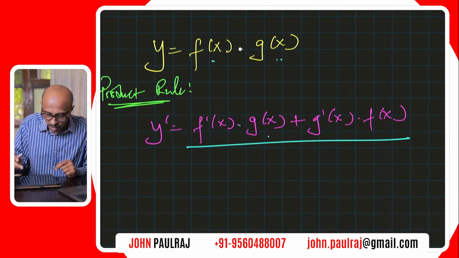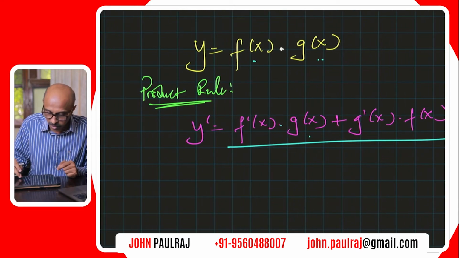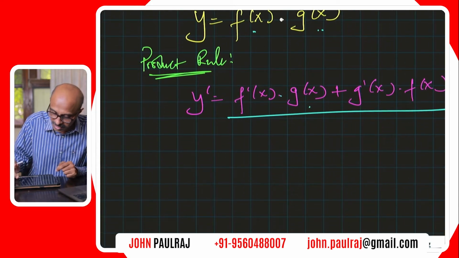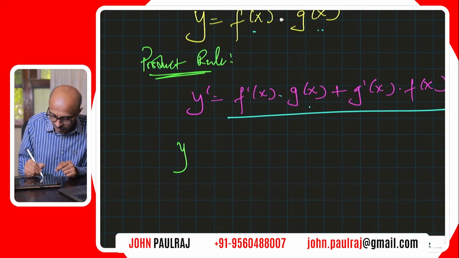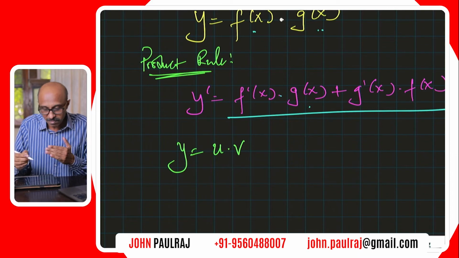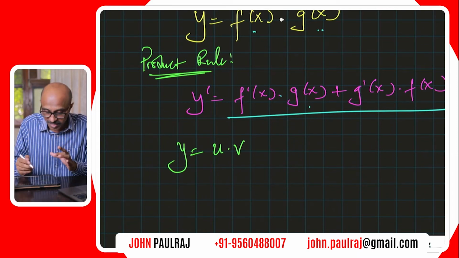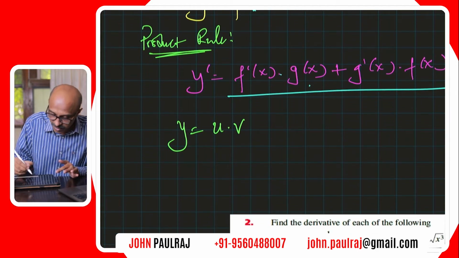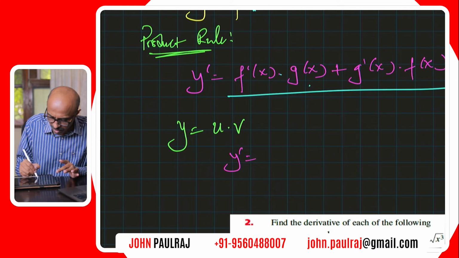There's another variant of this formula where you can identify the product rule like this. If y is given as u times v, again, u and v represent f x and g x. It's just a compact form of remembering this product rule. If y is u times v, then the derivative y prime can be written as u prime times v plus v prime times u.